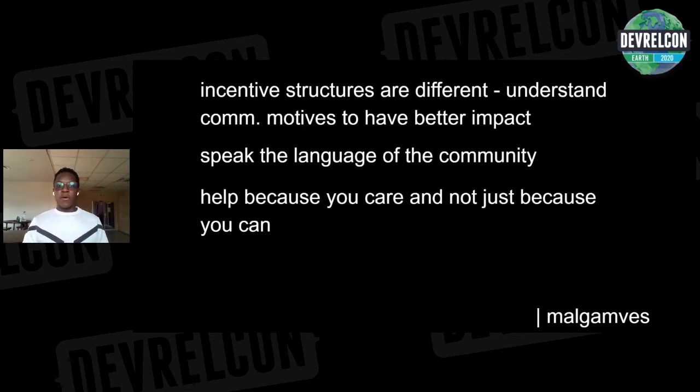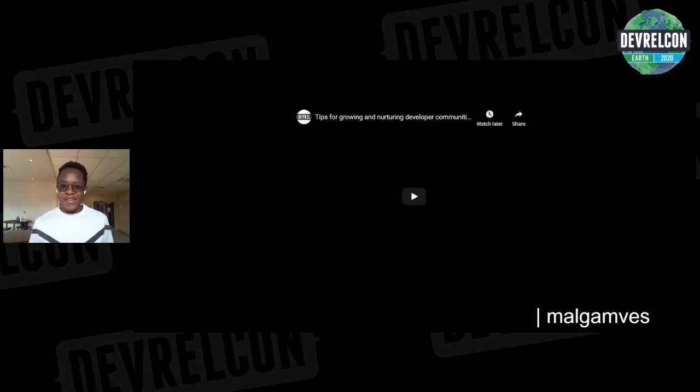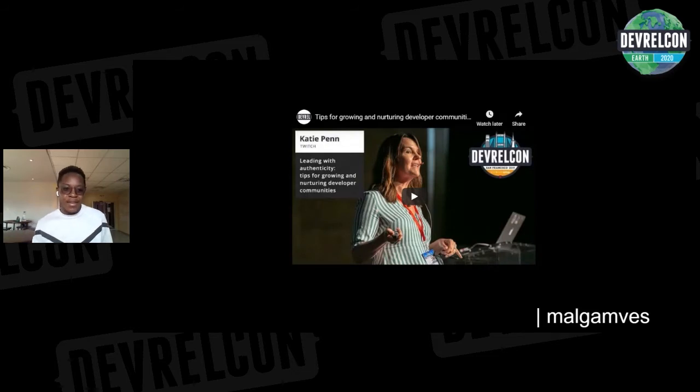A lot of what's happening today, and the globalization really of a lot of companies, means we have communities in different countries. It's really also important to speak the language of the community and help because you care, not just because you can. A lot of people approach helping with a condescending attitude, and this isn't an approach that would be favorable for the growth of any community. I'll drop another YouTube video from DevRelCon by Katie Penn, which is Leading with Authenticity, Tips for Growing and Nurturing Developer Communities.